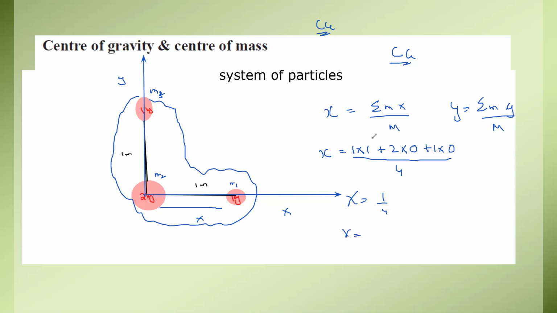And what about the y coordinate? How to work out the y coordinate? Our distance for m3 is 0, because we are taking the x-axis distance. When this is on the y-axis, what is the distance from the x-axis? The value is 0 for this.